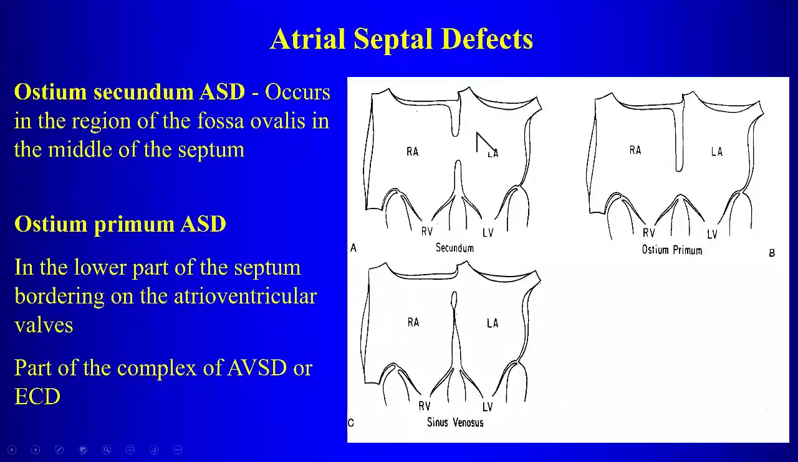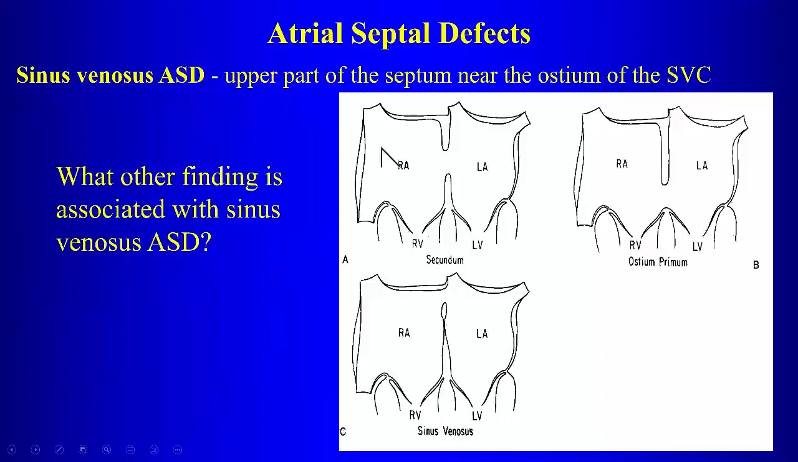So the secundum defect is the most common, that occurs through the region of the fossa ovalis within the middle of the atrial septum. The ostium primum defect occurs here near the inlet portion to the ventricles, and can be part of endocardial cushion defect complexes. And then the sinus venosus defects occur, most commonly very high, near the insertion of the superior vena cava.